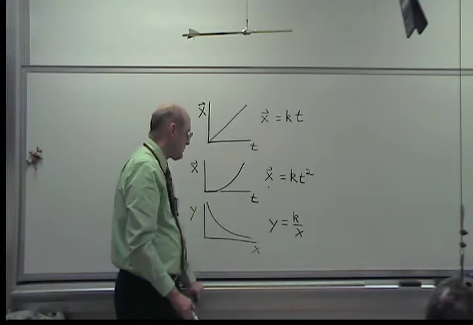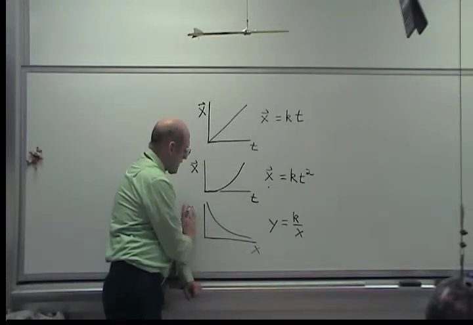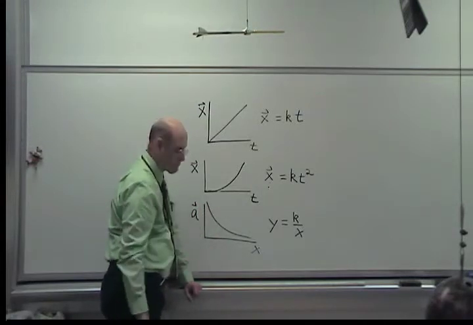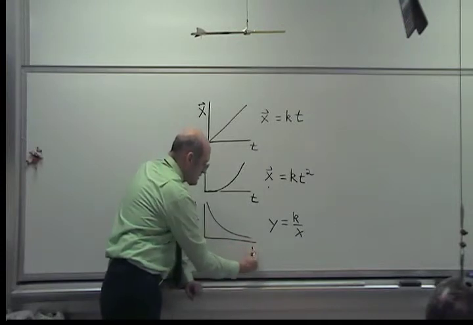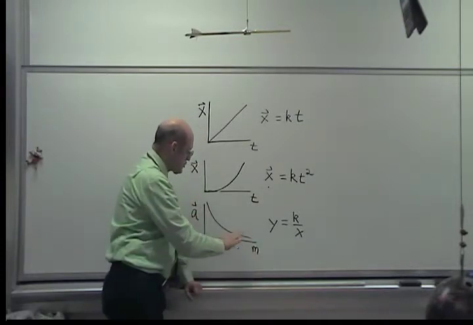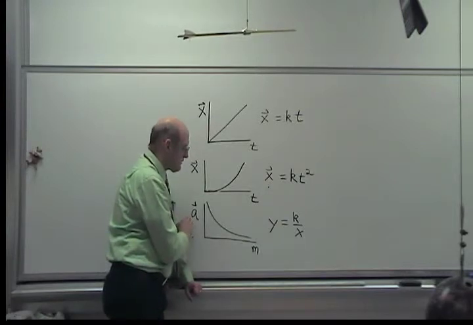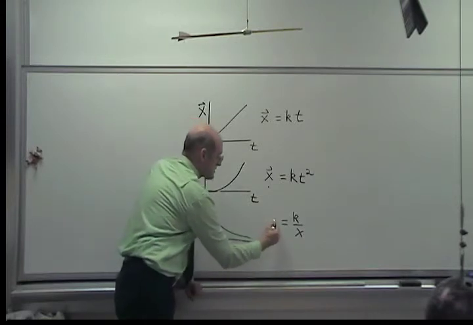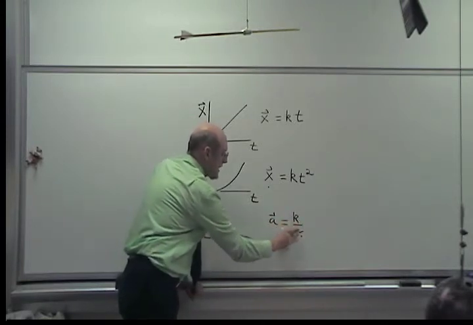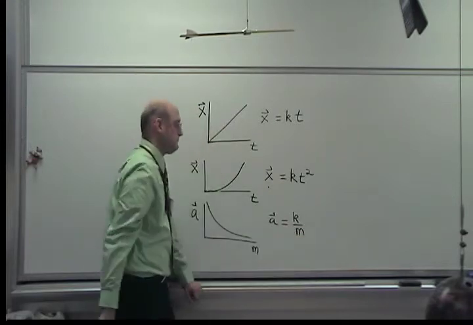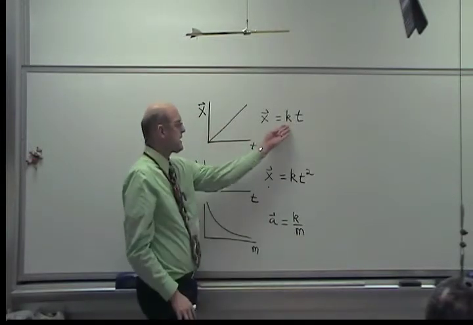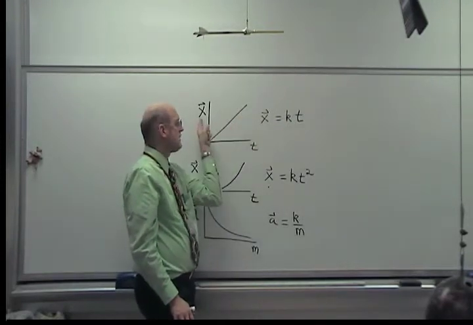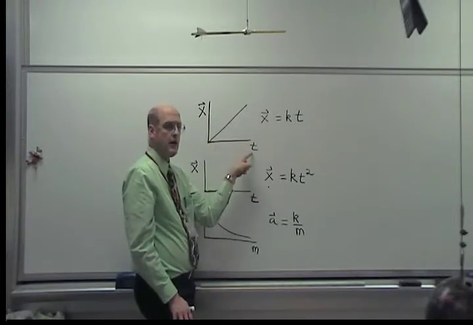Okay, and then down here, we'll do a lab where the y will be the acceleration and x will be mass. So the relationship is that the acceleration varies inversely with the mass. The equation then would be the acceleration equals k over m. Now what's k? Well, in this case, k turns out to be the velocity. The slope of a position versus time graph is velocity.